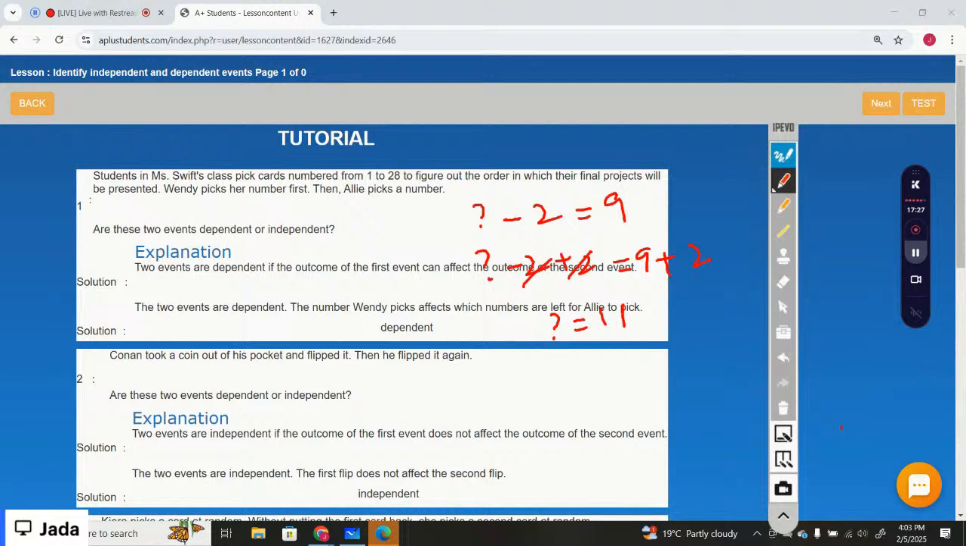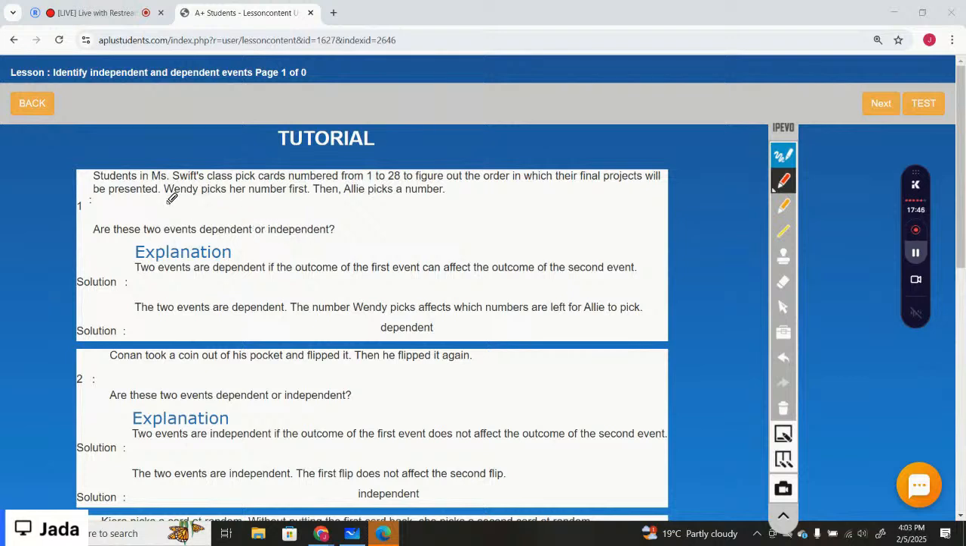Okay, so let me read the question again. Students in Miss Swift's class pick cards numbered from 1 to 28 to figure out the order in which their final projects will be presented. Wendy picks her number first, then Ali picks a number. So, yes, they are the dependent events because you have the cards from 1 to 28.